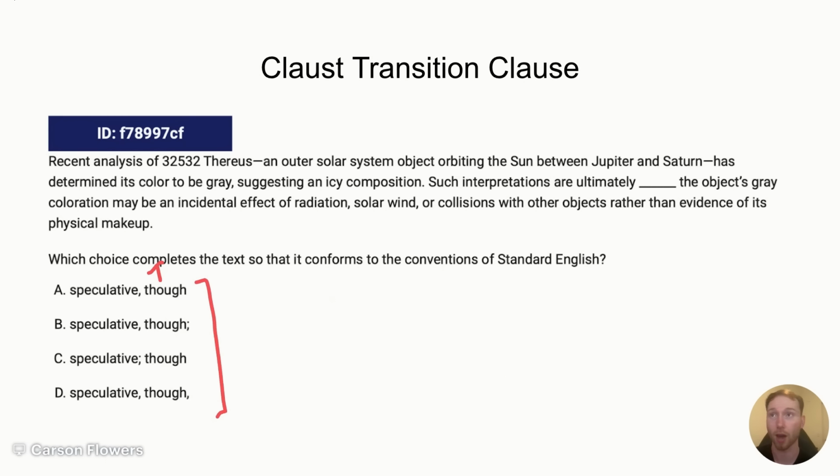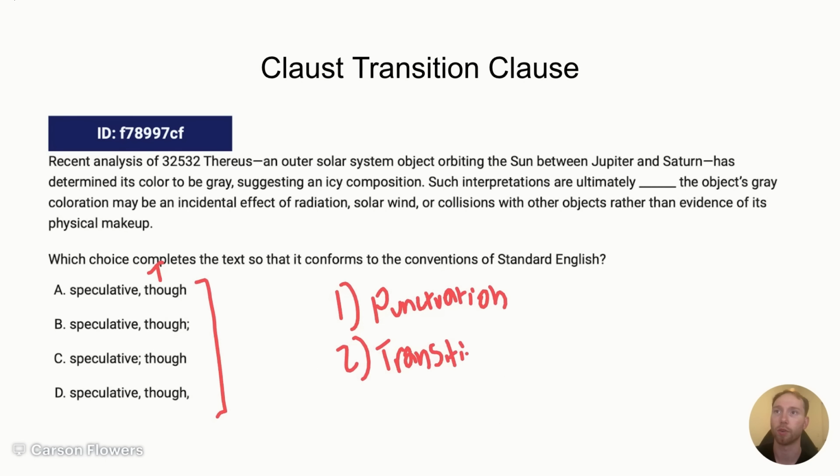Here's how. When you recognize that you're answering a clause-transition-clause question, the first step is to determine: is the clause before the punctuation a full sentence or not? And is the clause after the punctuation a full sentence or not? That'll tell you what punctuation to use to separate them. So the first step is determine the punctuation. The second step is to determine where the transition should go. So let's go ahead and do the first step.